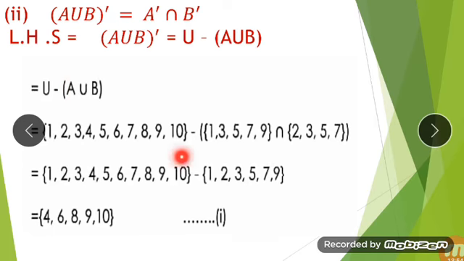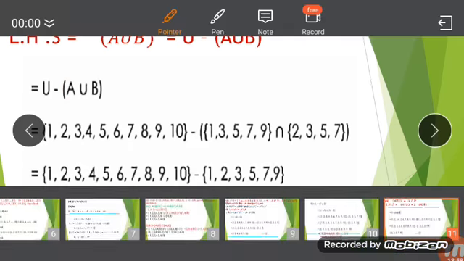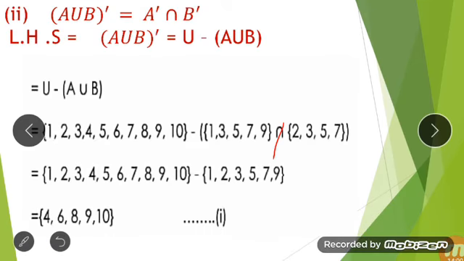So first set U is written, then minus sign, then set A, then this is, let me rectify this mistake, this is union. Okay, then union, then set B. First of all, let's solve the round bracket A union B. So their union will be equal to 1 2 3 5 7 9, the combination.